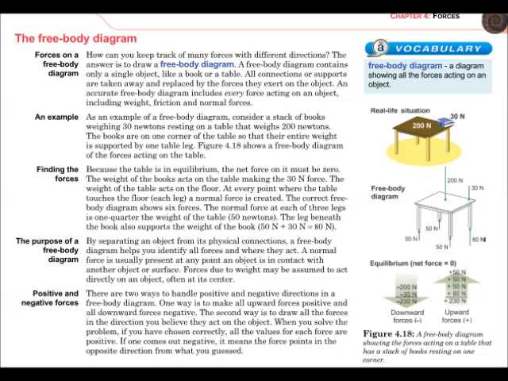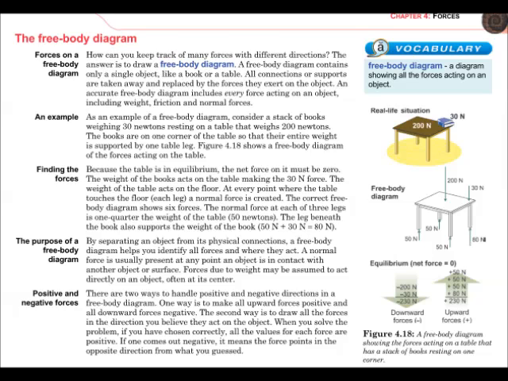Free body diagram. How can you keep track of many forces with different directions? The answer is to draw a free body diagram. A free body diagram contains only a single object, like a book or a table. All connections or supports are taken away and replaced by the forces they exert on the object. An accurate free body diagram includes every force acting on an object, including weight, friction, and normal forces.